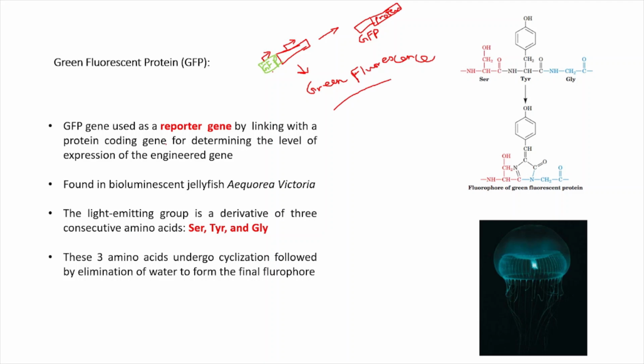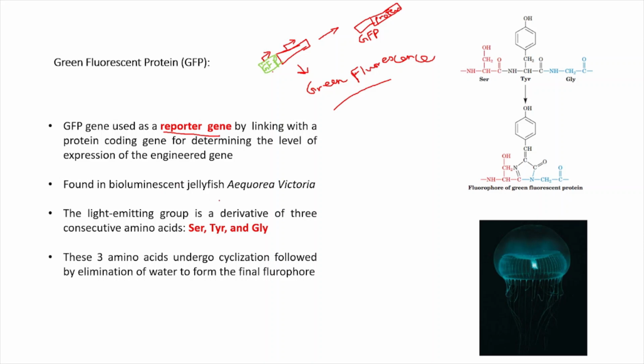So this GFP gene is mostly used as a reporter gene by attaching it with a protein coding gene, and these two will be expressed simultaneously. Once the protein encoding gene expresses and forms the desired protein, the GFP gene is also expressed and produces the green fluorescent protein, which produces the green fluorescence. By the amount of fluorescence you can figure out how much your desired protein has been expressed. You can figure out the level of expression.